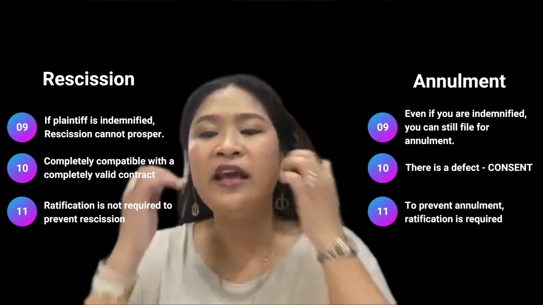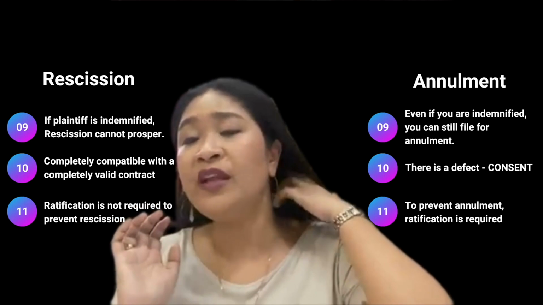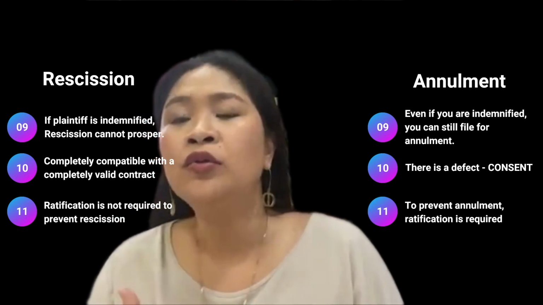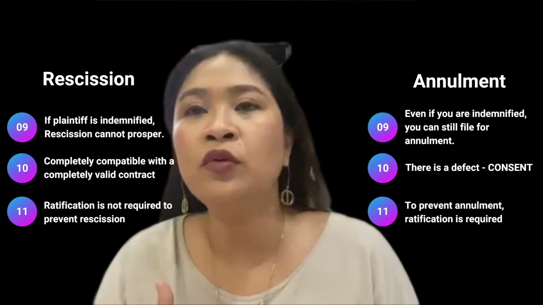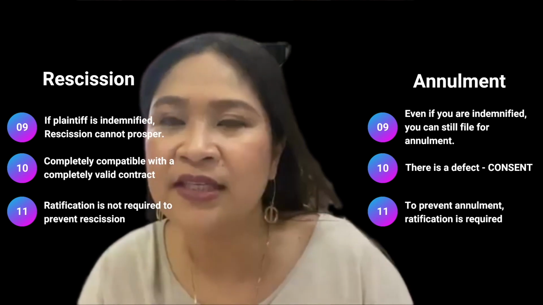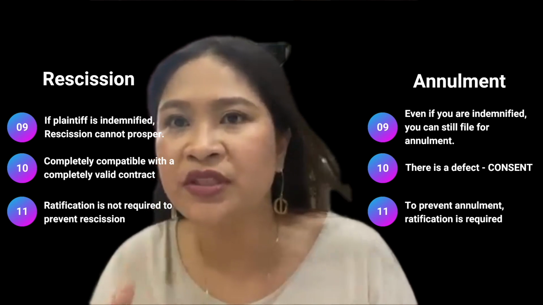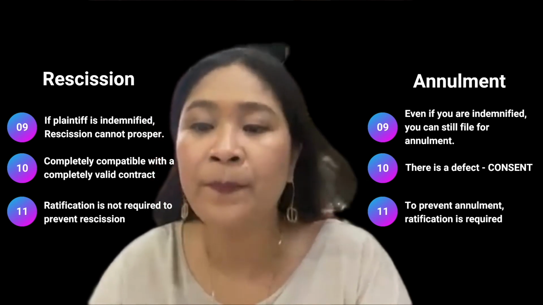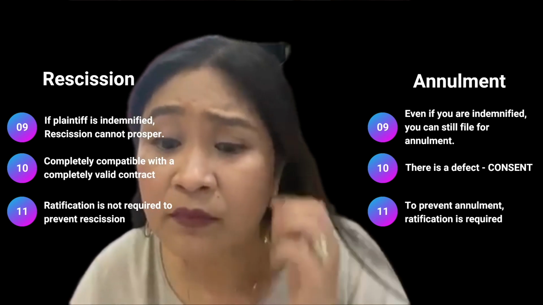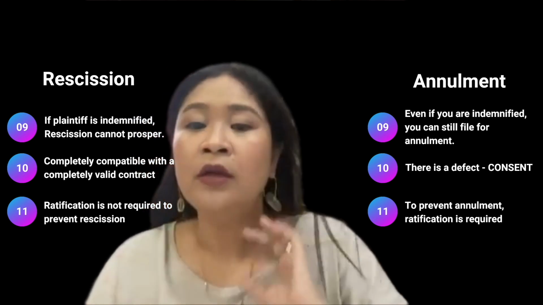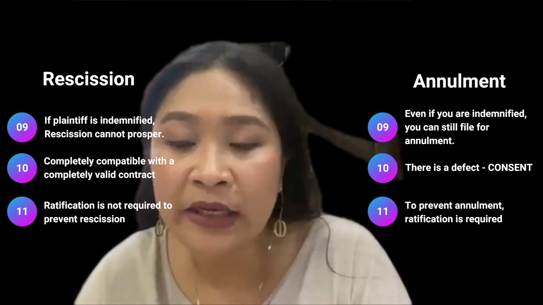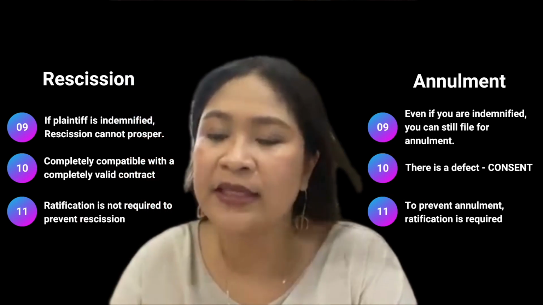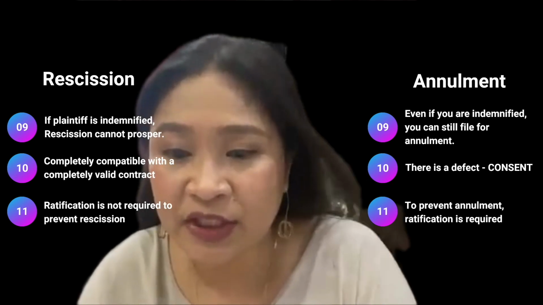Another, in rescission, if the plaintiff is indemnified, then the rescission cannot prosper because precisely rescission is there to erase the economic prejudice. And so, if prior to the rescission there was already indemnity, then you can no longer ask for rescission. In annulment, the indemnity here is no bar to the prosecution of the action. So even if you're indemnified, you can still file an action, unlike in rescission.